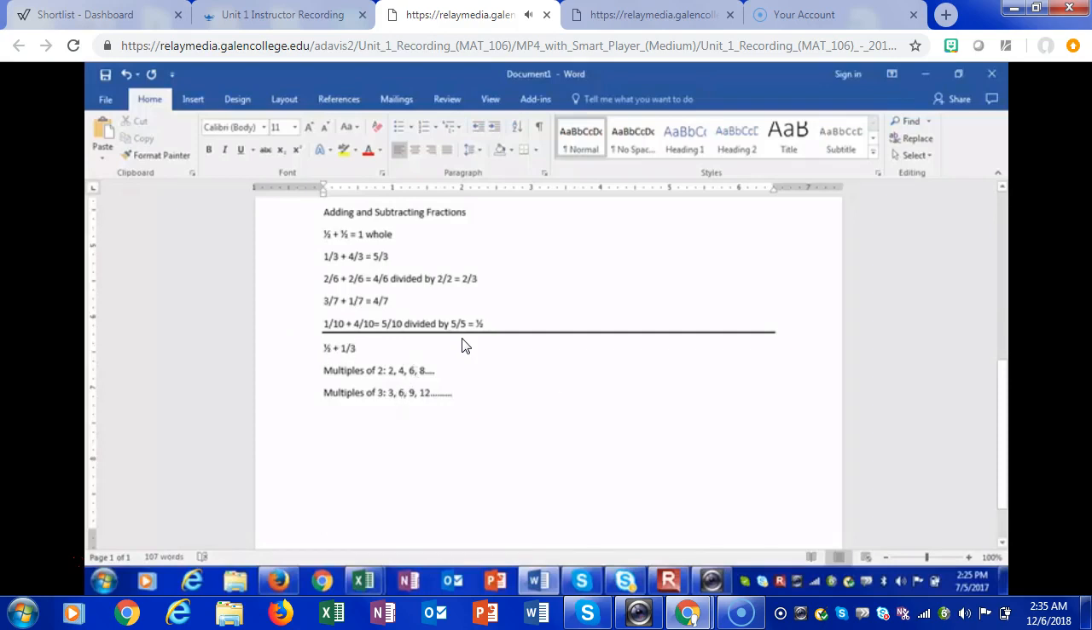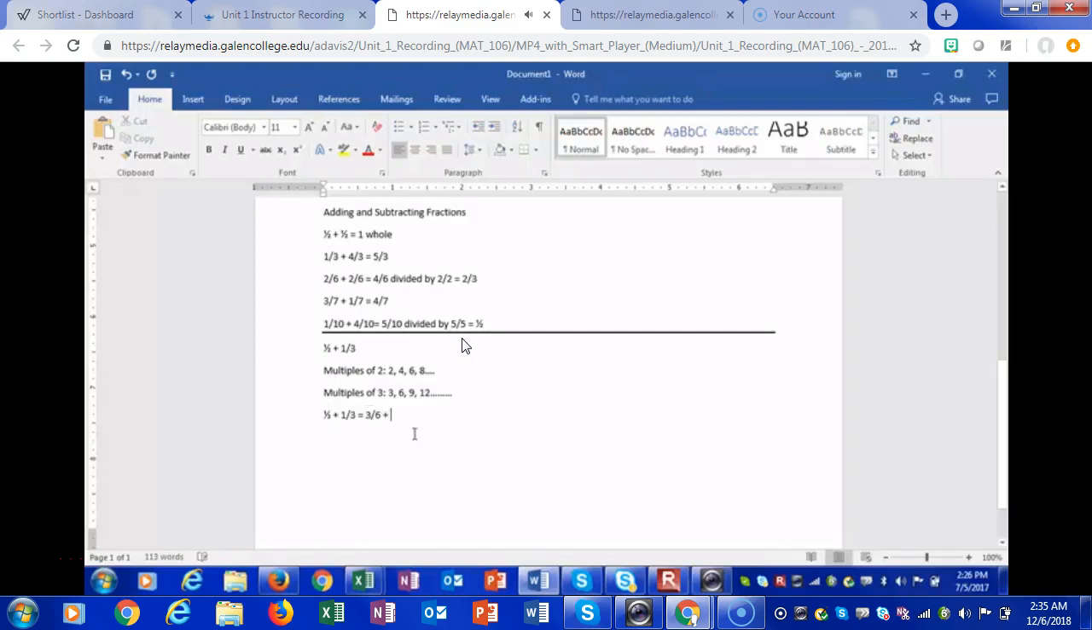Okay? So what we would have is 1/2 plus 1/3 equals, since our common denominator is 6, how many times does 2 go into 6? 2 times 3 is 6. So 1 times 3 is 3. So we have 3 over 6. Going back, 2 times 3 is 6. 1 times 3 is 3.